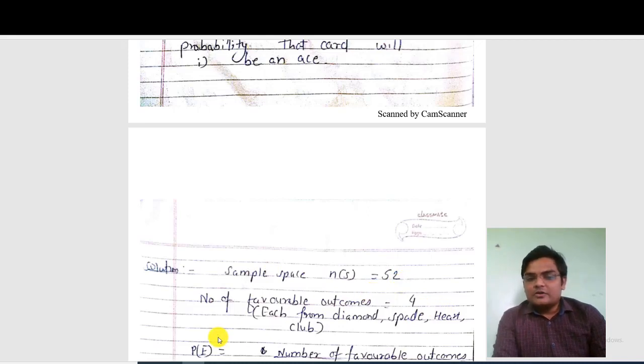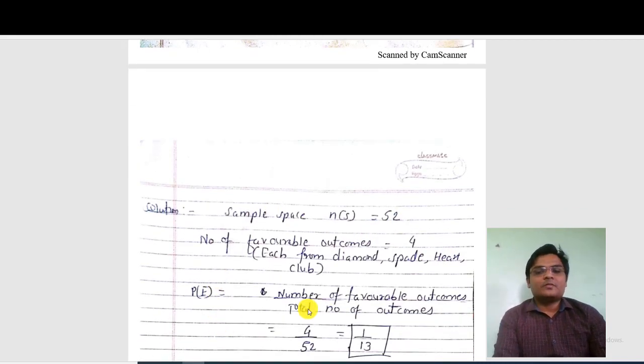Okay, so probability is the number of favorable outcomes upon the total number of outcomes. The number of favorable outcomes is 4, because one ace from each of diamond, spade, heart and club. So 4, and the total number of outcomes is 52. 4 13s are 52, so we get the answer 1 by 13. So in this session we studied what is meant by experiment, event, sample space and probability. I hope you all understood. Any doubt? Okay, thank you.